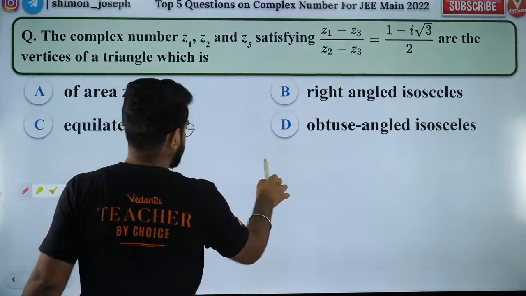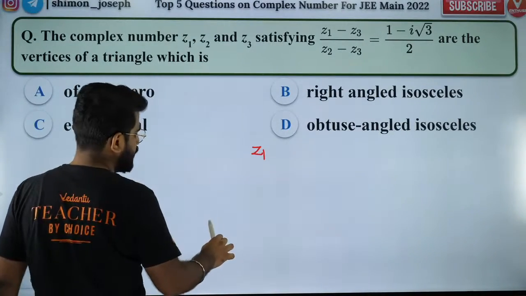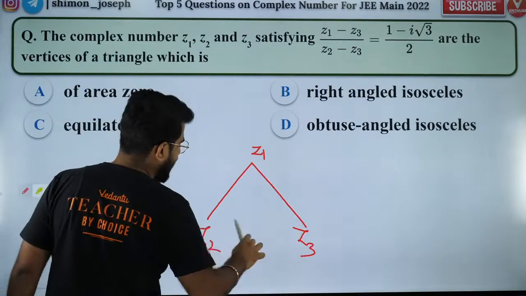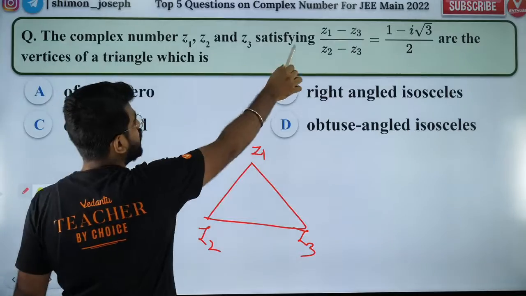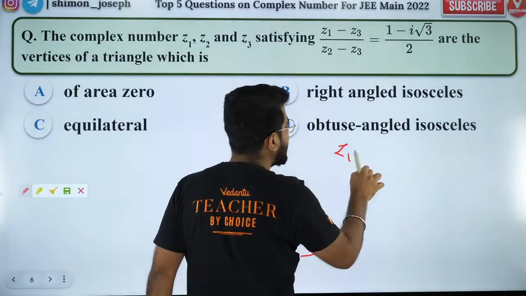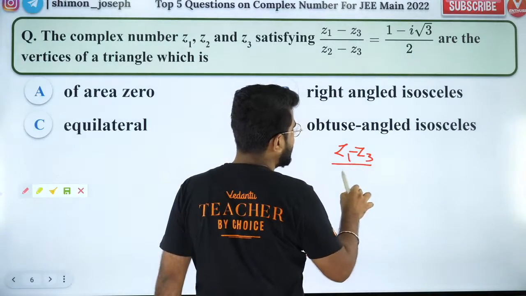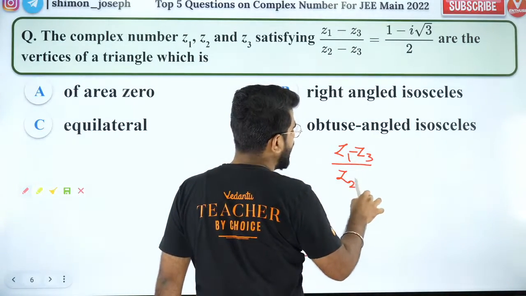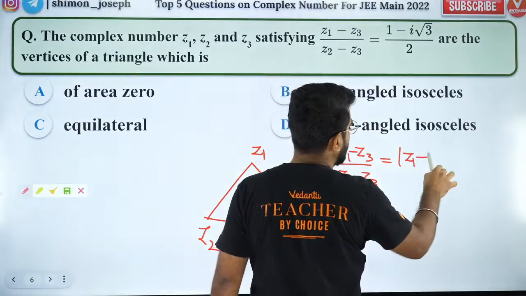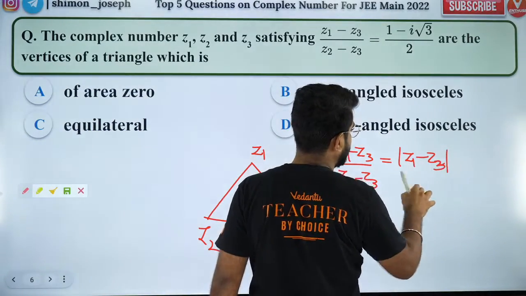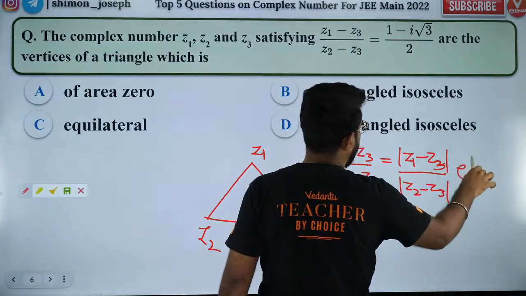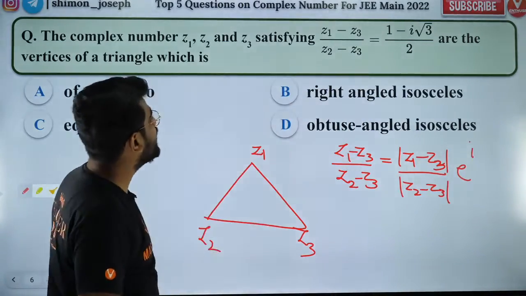Let's try to have a look at it. So you have Z1, you have Z2, you have Z3. Okay, so what are they saying? They are saying Z1 minus Z3 by Z2 minus Z3. So by rotation formula, what is that? Can you guys tell me? Z1 minus Z3 by Z2 minus Z3 is equal to what? Is equal to modulus of Z1 minus Z3 by modulus of Z2 minus Z3 into e to the power iota theta. What is the angle between them?